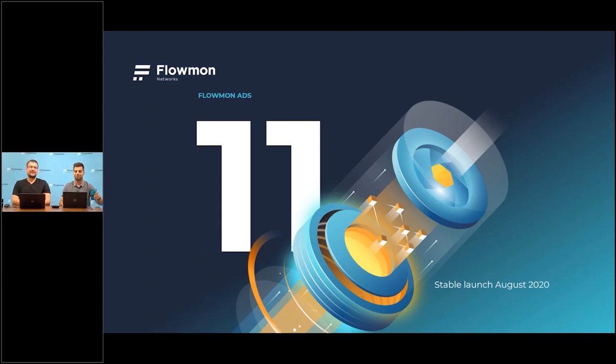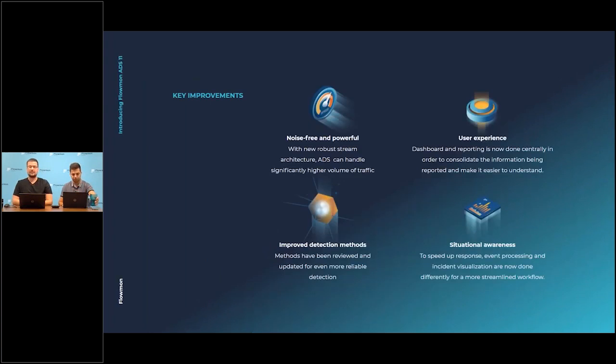Okay, thanks. All right, so ADS 11. The major change in this new version is a new and robust stream architecture. And thanks to this architecture and the stream processing of the flow data, we are able to achieve much higher performance. So we are now able to consume and process many more flows per second. We will see some comparison later.